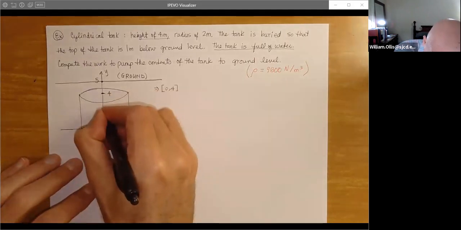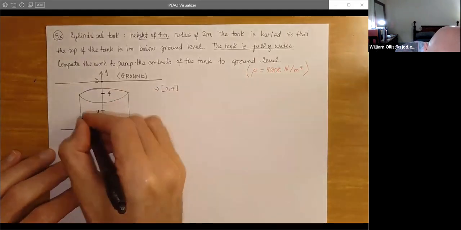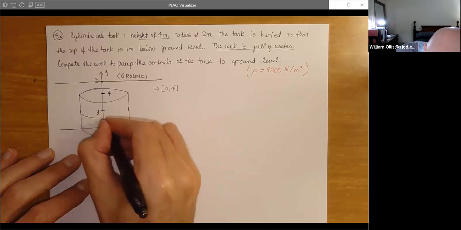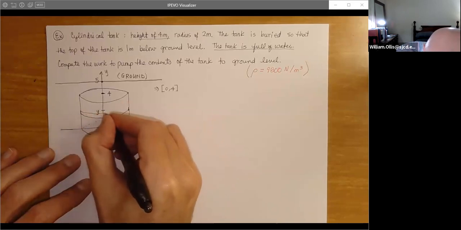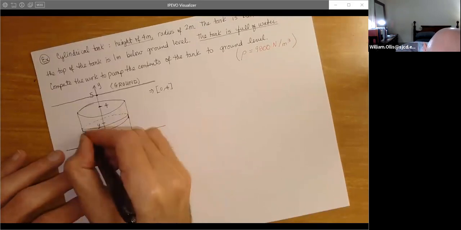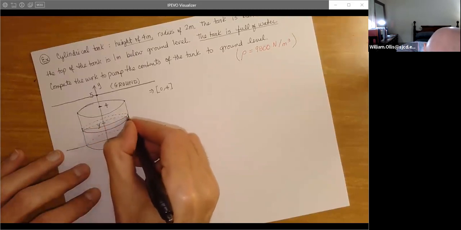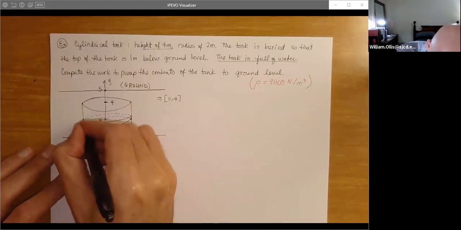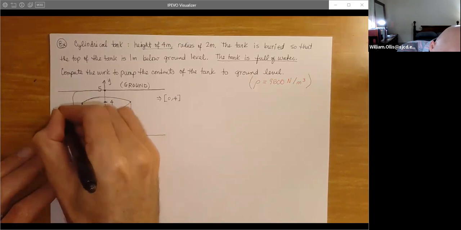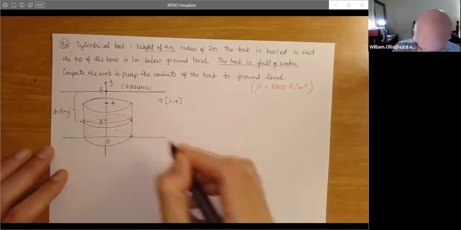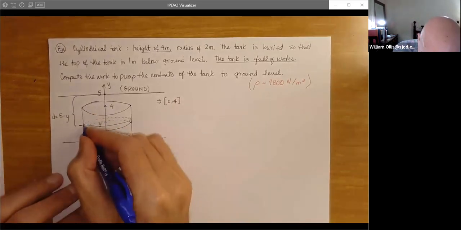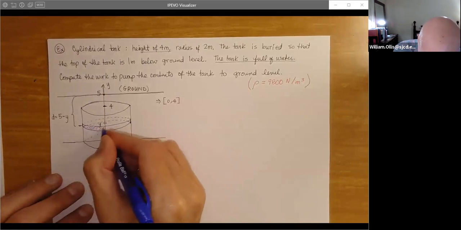Now if you like, we can mark off a y and mark off a disk of water. And now we can see that the distance, this is where the 5 comes into play, the distance that the water moves is 5 minus y, where the actual interval of integration runs from 0 to 4. And so we get a slab of water in the shape of a disk.